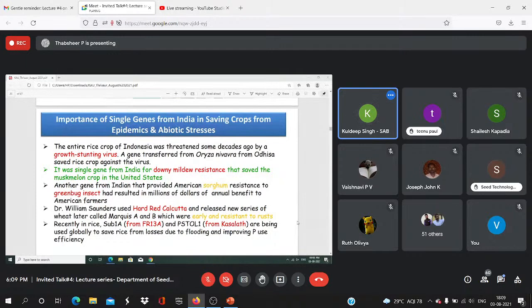And the latest example is coming from this submergence tolerance gene from the landrace FR13A. Its global impact is huge. If you see the impact of FR13A, it will be much higher than the Bt gene in cotton has. And imagine how much money Monsanto has taken from our farmers. But India has been benevolent to the whole world. We have not charged a single penny from anywhere in the world for this gene.